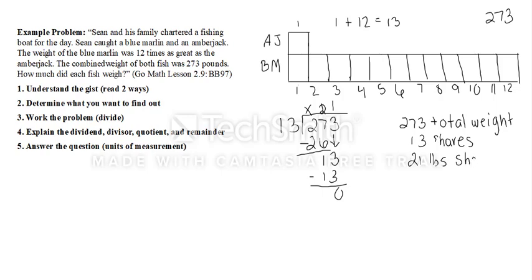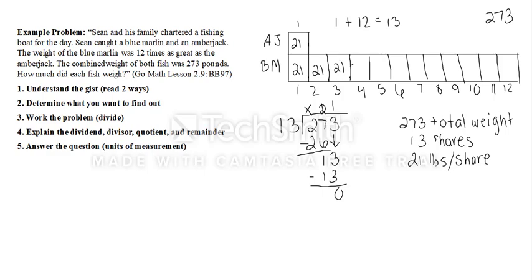So don't just get that answer and think you're done, because now we have to go back and look at our visual and think, what are we going to do now with this information that we have? So this is 21 pounds and I'm going to do this per share. 21 pounds in each share. So if I know that the amberjack gets 1 share, that means it gets 1 share of the 21, and then the blue marlin gets 12 of those.